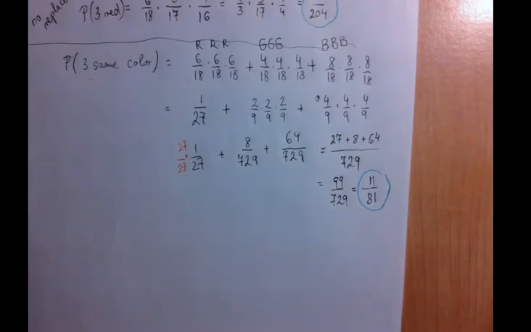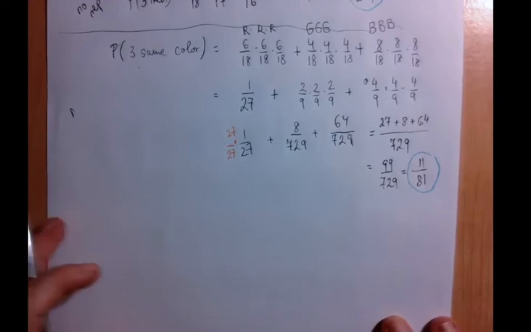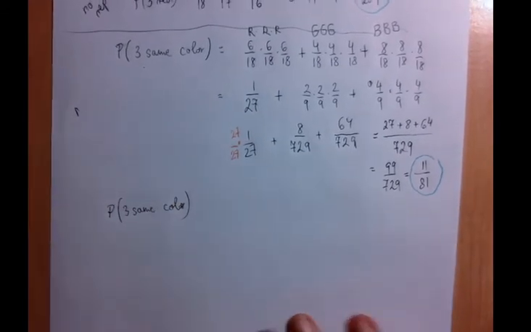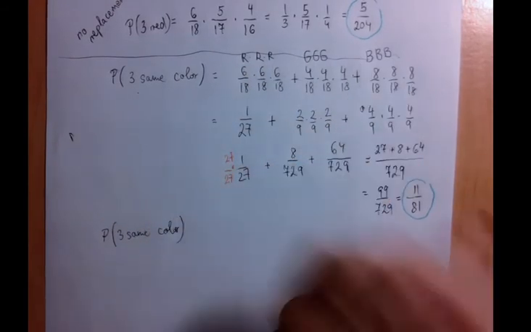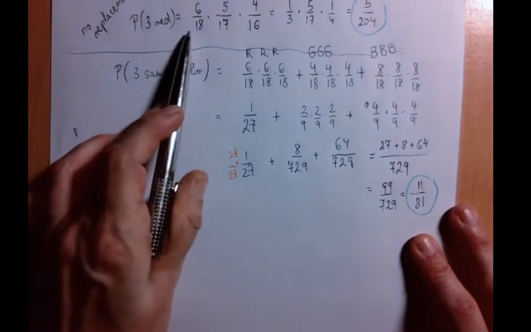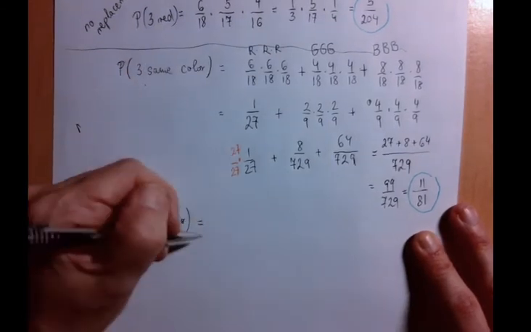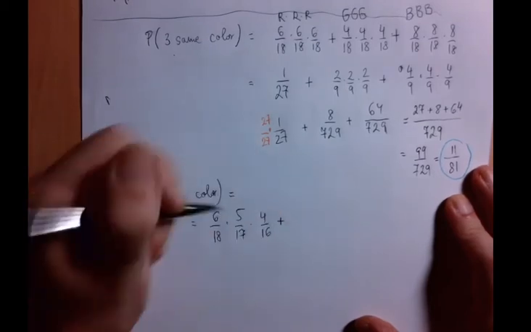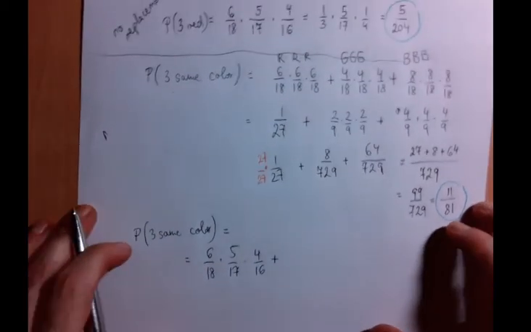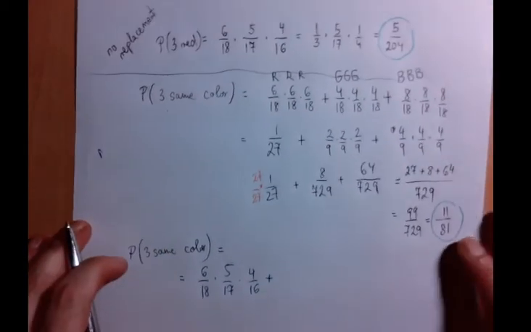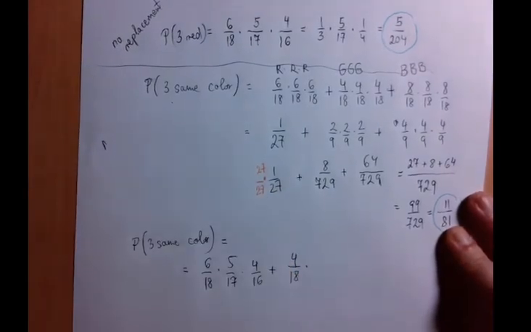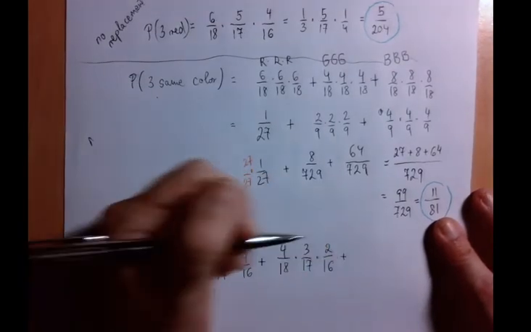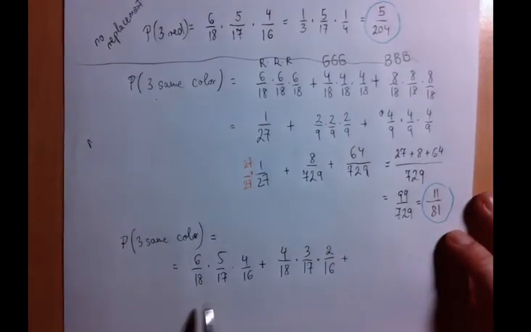Now for the fun. When we have no replacement, this problem is going to be much more computational. It doesn't matter whether we have replacement or no replacement. These are the possibilities: 3 red, 3 green, or 3 blue. For the 3 red, pulling out 3 red marbles without replacement is 6 out of 18 for the first marble, 5 out of 17 for the second, and 4 out of 16 for the third. Now for 3 green. So we start with 4 out of 18, and then after we pulled out 1 green, now there is just 3 out of the 17, and finally just 2 out of 16.